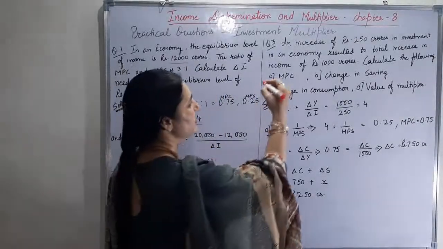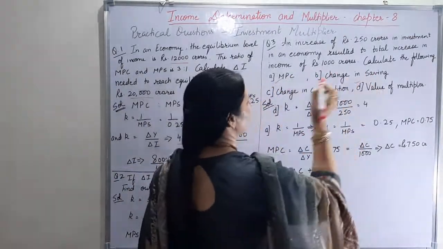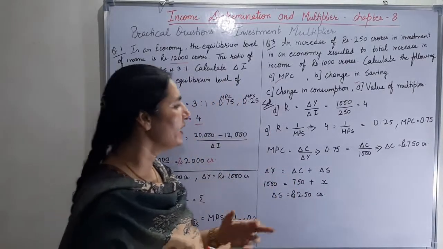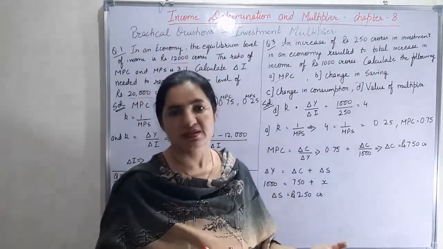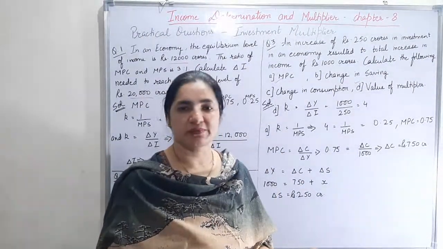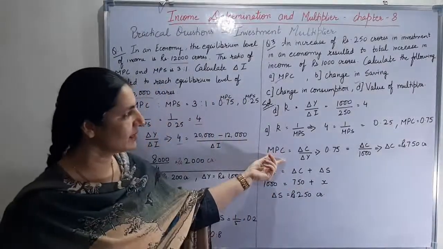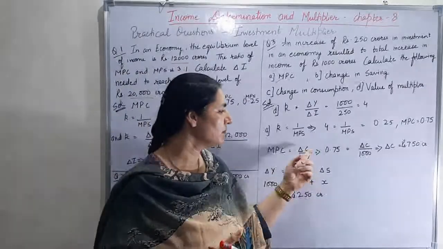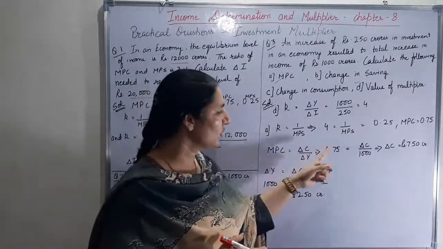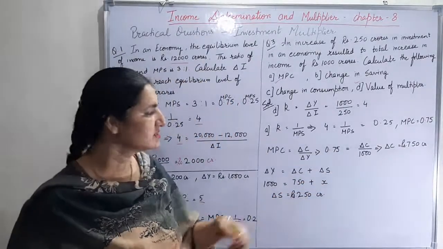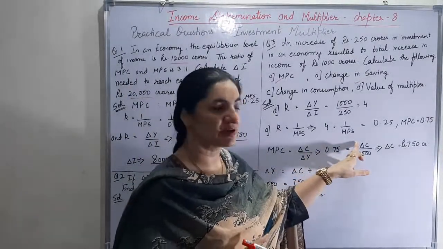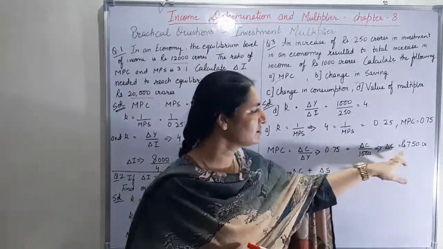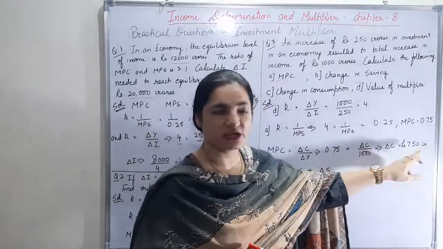Now we have calculated this and this also. Now let us find the change in saving and change in consumption. We have MPS as well as MPC, so either can be applied first. I have taken MPC. MPC is equal to change in consumption by change in income. The value of MPC is given to us, which is 0.75. So 0.75 is equal to change in consumption, which we have to find, by change in income, which is 1000. So change in consumption is 750 crores.